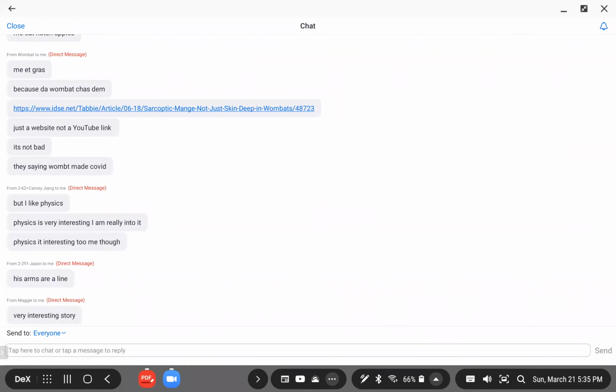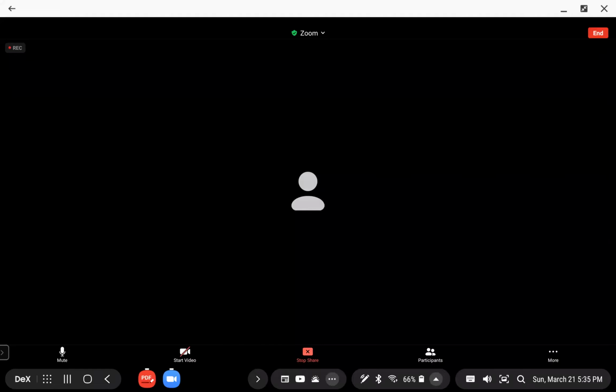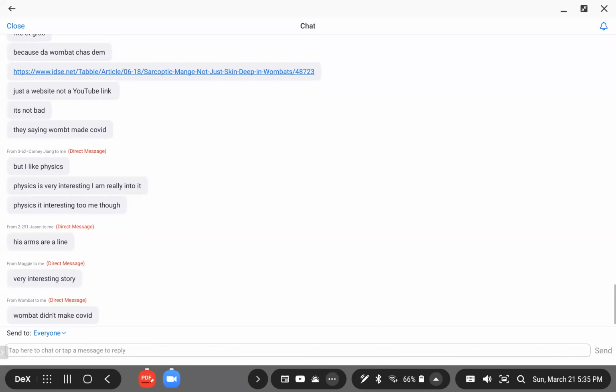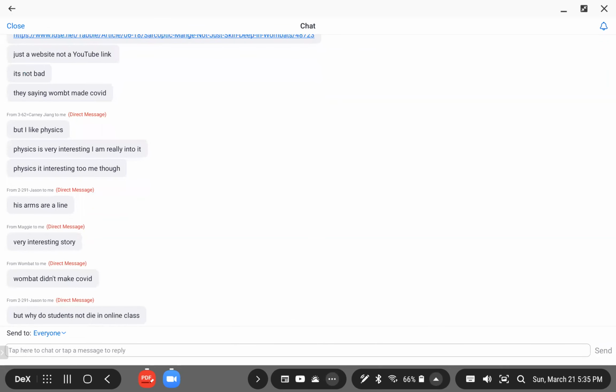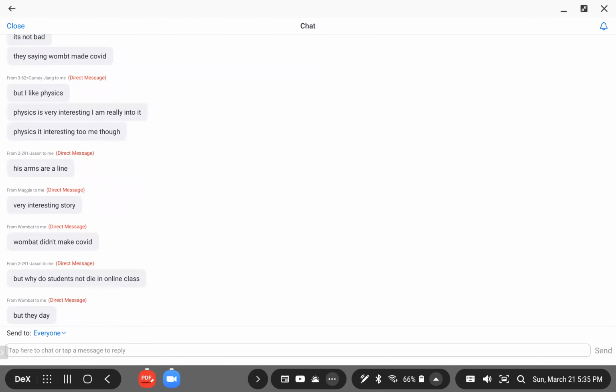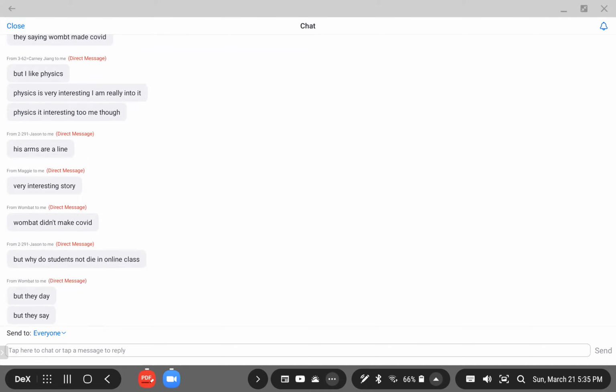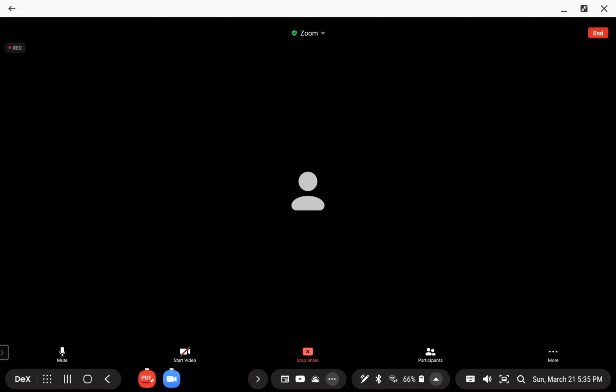Very interesting story. Yes, exactly. Very interesting story. Yes, so good. I mean, like, totally not bored. No. What are you doing? Yes, wombats didn't make COVID. Bats did. Bats made COVID. That's a conspiracy theory. Yes, and other animals made COVID.